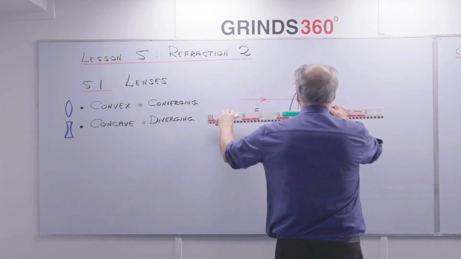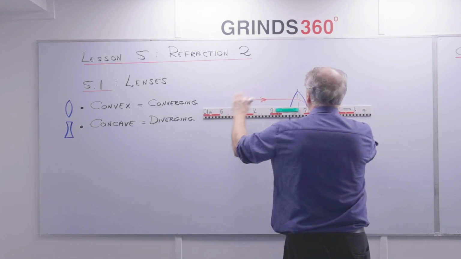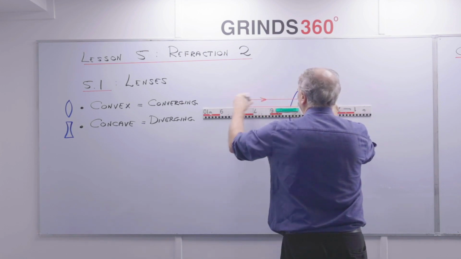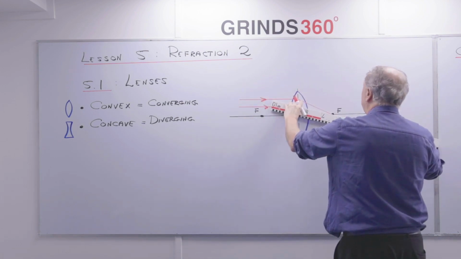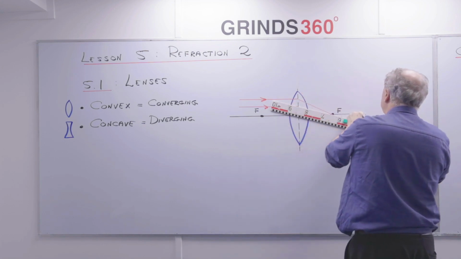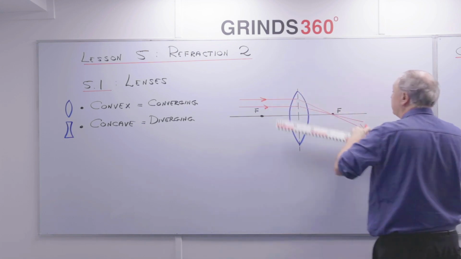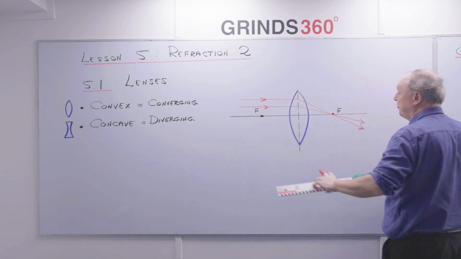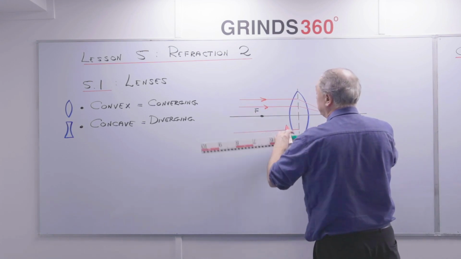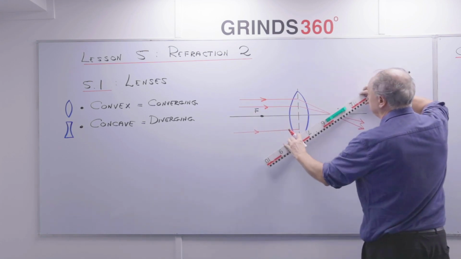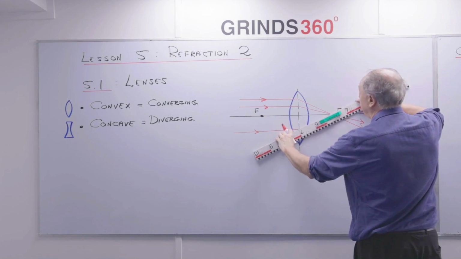If I took another ray of light parallel to the principal axis, once again, that'll be refracted down through the focus. So all rays of light parallel to the principal axis will be refracted through the focus. Do one more. Ray of light parallel to the principal axis will be refracted through the focus on the far side.